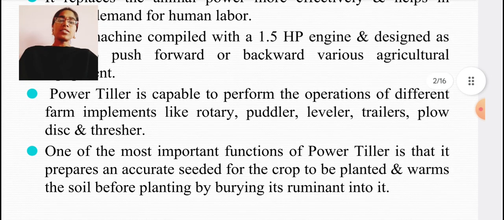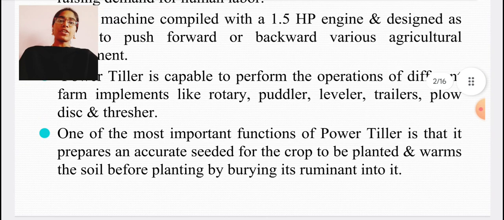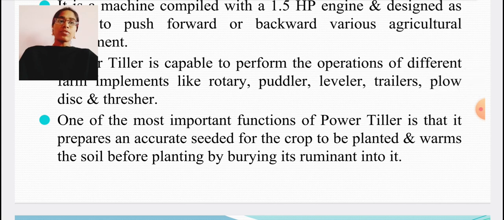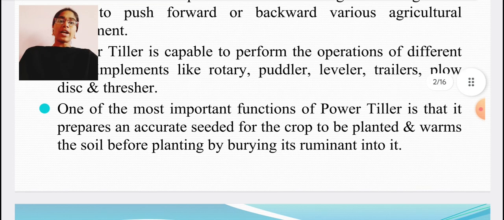A power tiller is capable of performing the operations of different farm implements like rotary, puddler, leveler, trailers, plow, disc and thresher. Its most important function is that it prepares an accurate seedbed for the crop to be planted and warms the soil before planting.